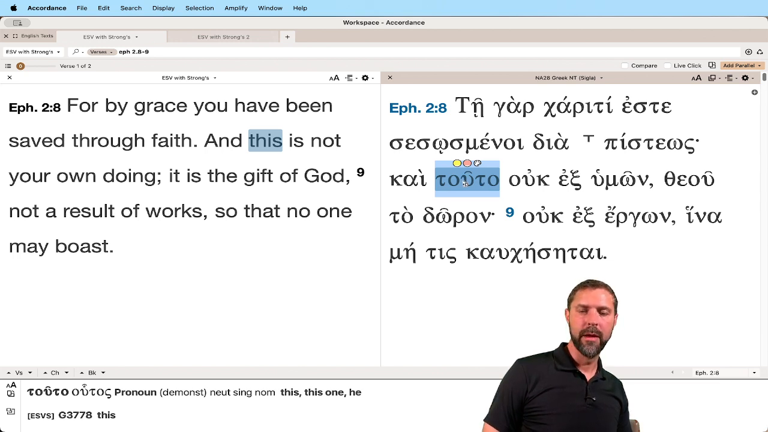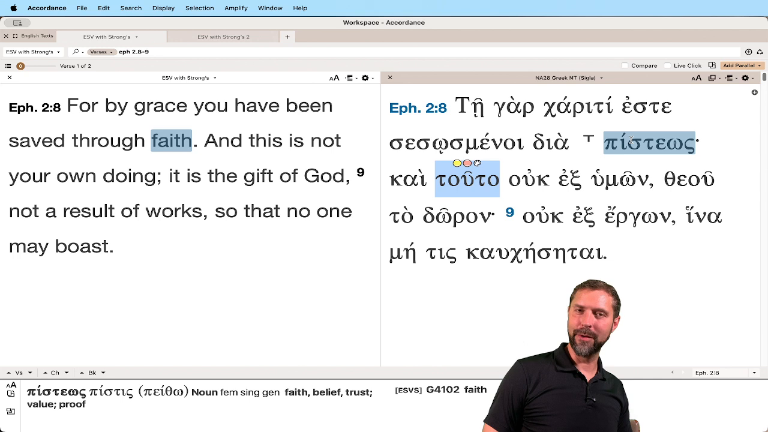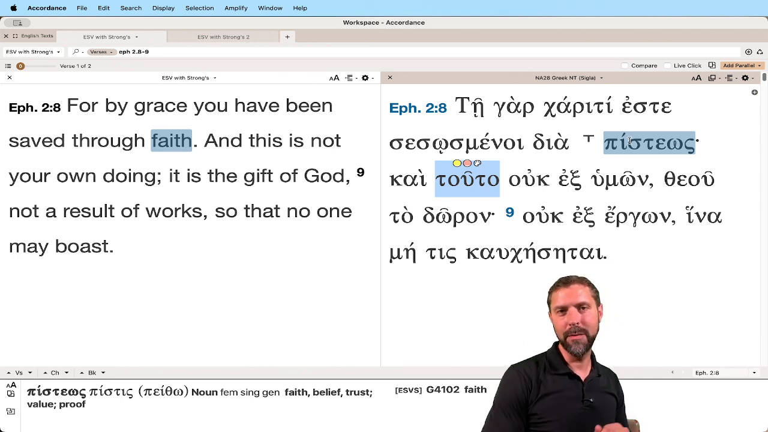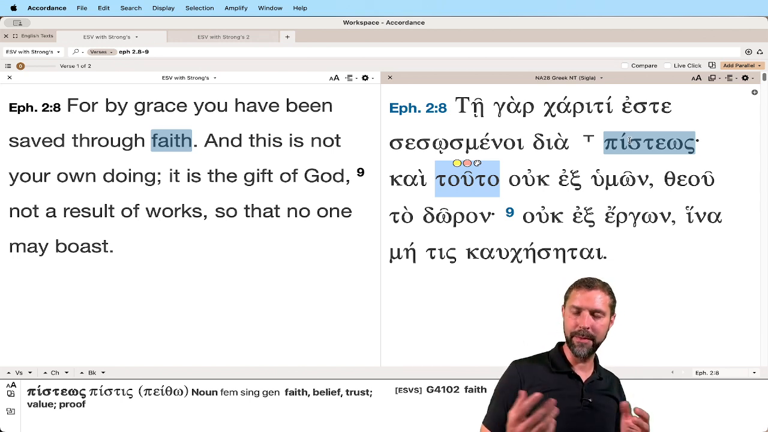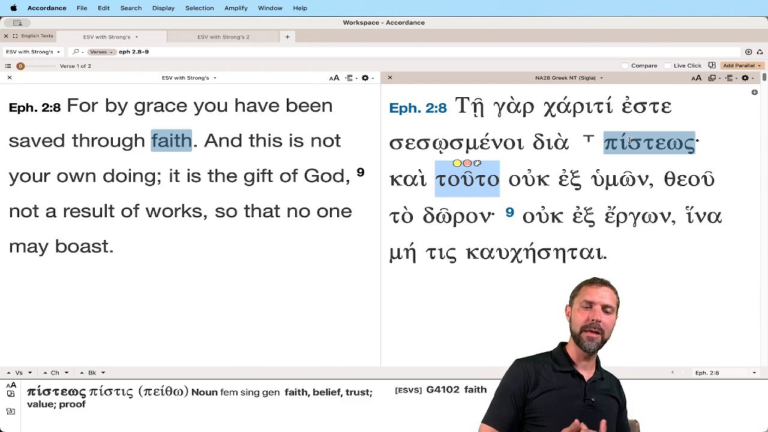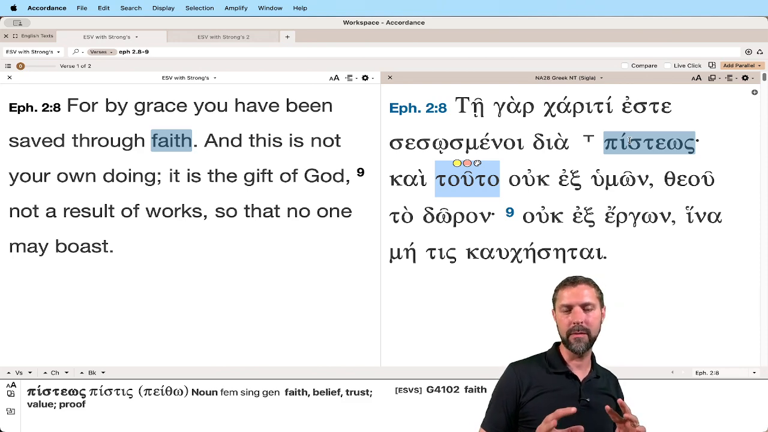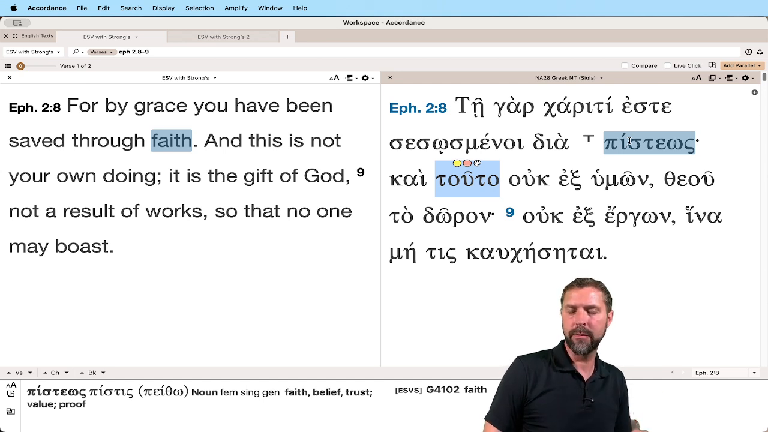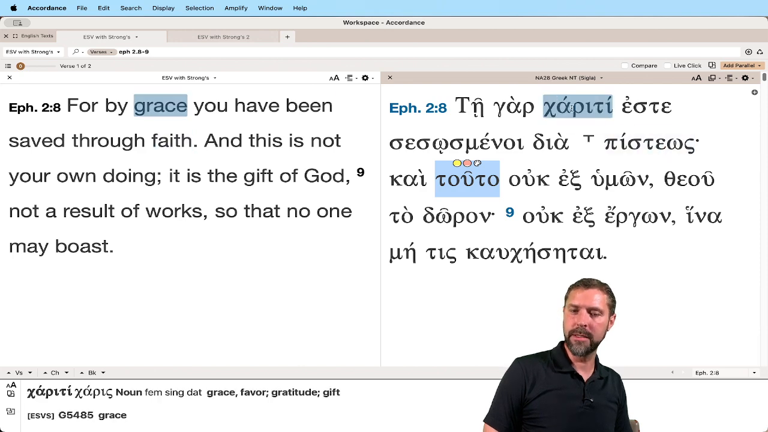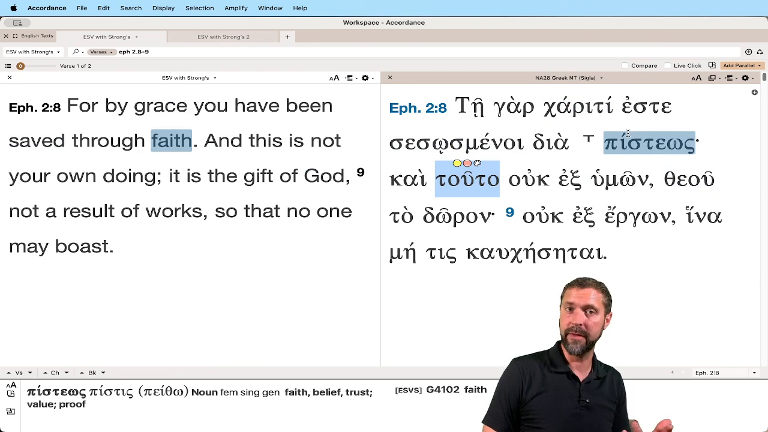Why neuter? Well, here's the trick. It doesn't refer to the grace, and it doesn't refer to the faith. And this is actually an important discussion because there's a little bit of a temptation to say, okay, so the faith is not our doing, or the grace is not our doing. So, maybe someone who would be inclined against a more Calvinist reading might say, well, the faith is mine, but the grace is from God. This is not from you, the grace is not from you, and maybe distinguish it off from the faith.